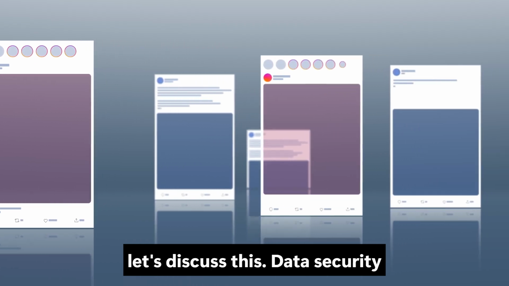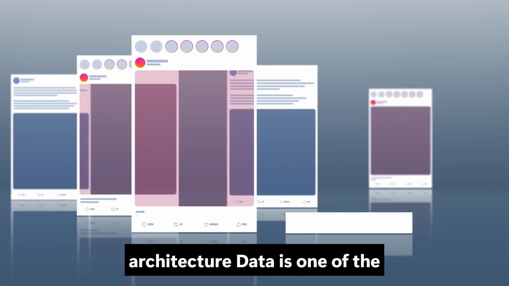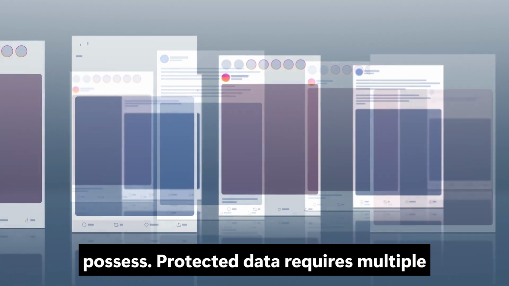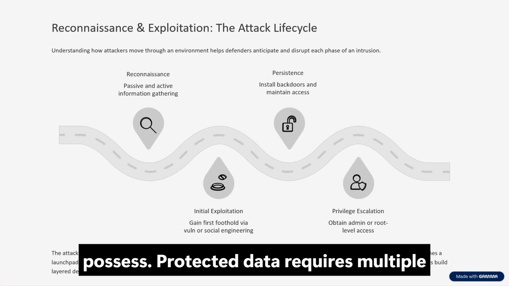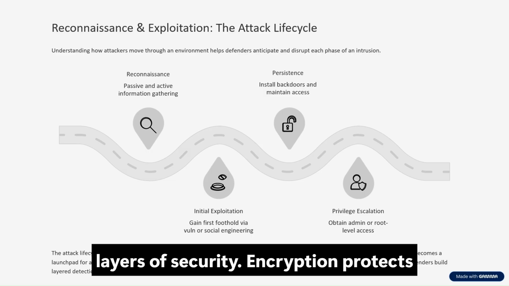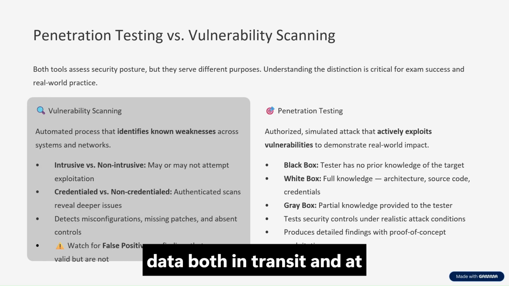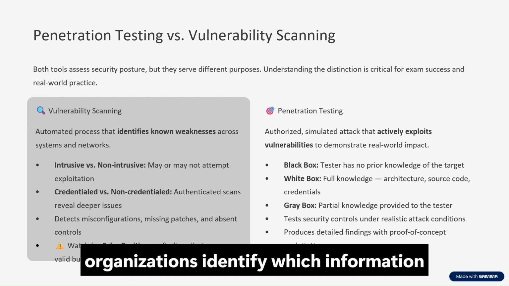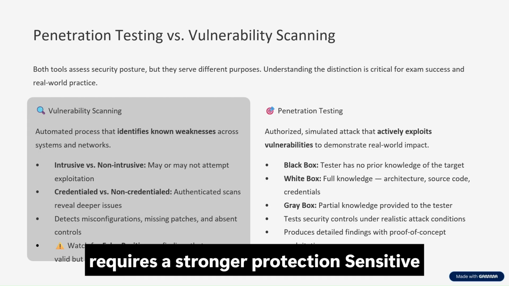Now let's discuss data security architecture. Data is one of the most valuable assets organizations possess. Protecting data requires multiple layers of security. Encryption protects data both in transit and at rest. Data classification helps organizations identify which information requires stronger protection.